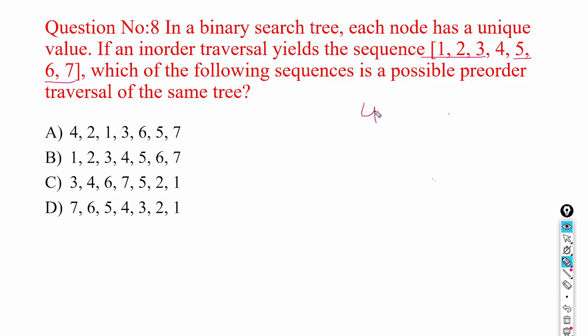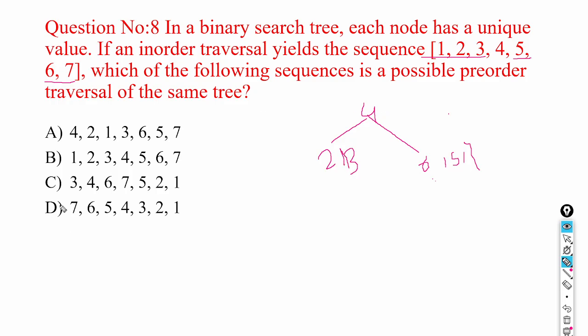So first we need to visit our root element. Then what are our left side elements? 1, 2, 3. So for the pre-order of the left side, it is 2, 1, 3, giving 4, 2, 1, 3. And the right side elements in pre-order are 6, 5, and 7. So this is the perfect BST pre-order: 4, 2, 1, 3, 6, 5, 7.